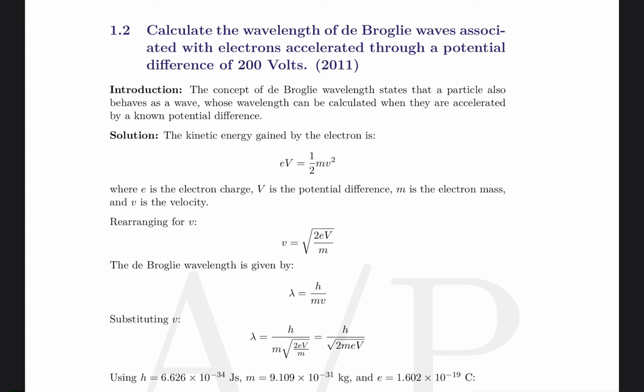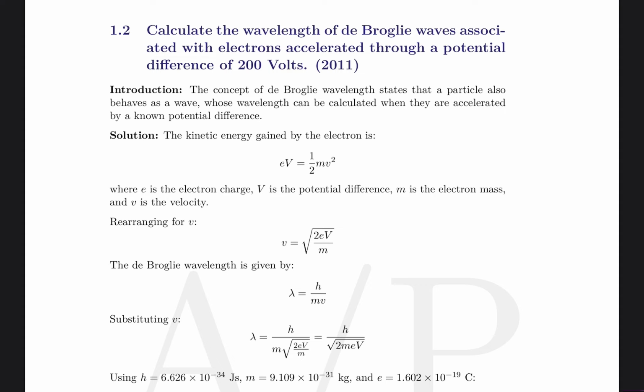It states: calculate the wavelength of de Broglie waves associated with electrons accelerated through a potential difference of 200 volts. So now this question is very fundamental in nature. So we'll start again with the de Broglie waves, because the keyword in this question is again de Broglie waves.